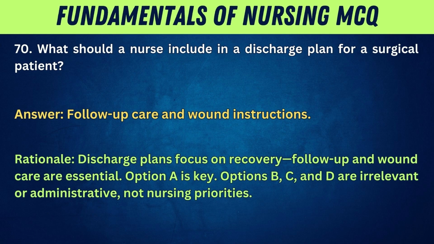Answer: follow-up care and wound instructions. Rationale: discharge plans focus on recovery. Follow-up and wound care are essential. Option A is key. Options B, C, and D are irrelevant or administrative, not nursing priorities.